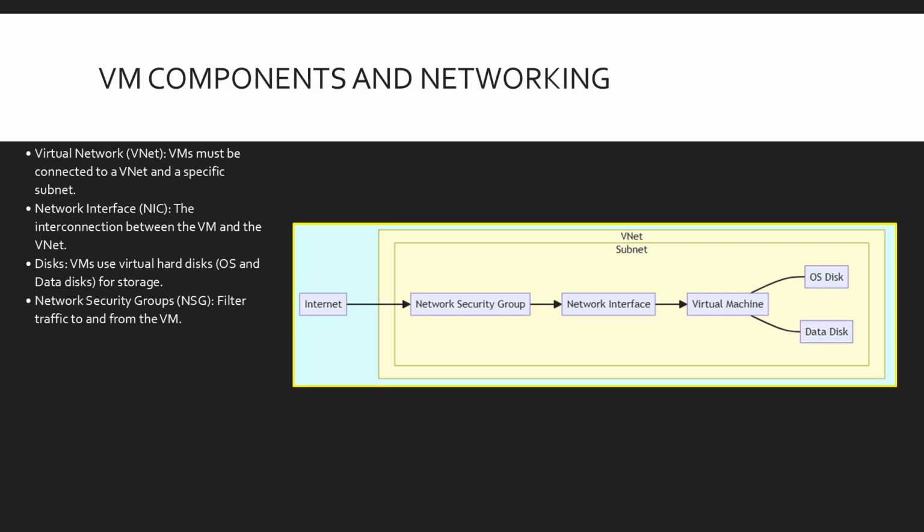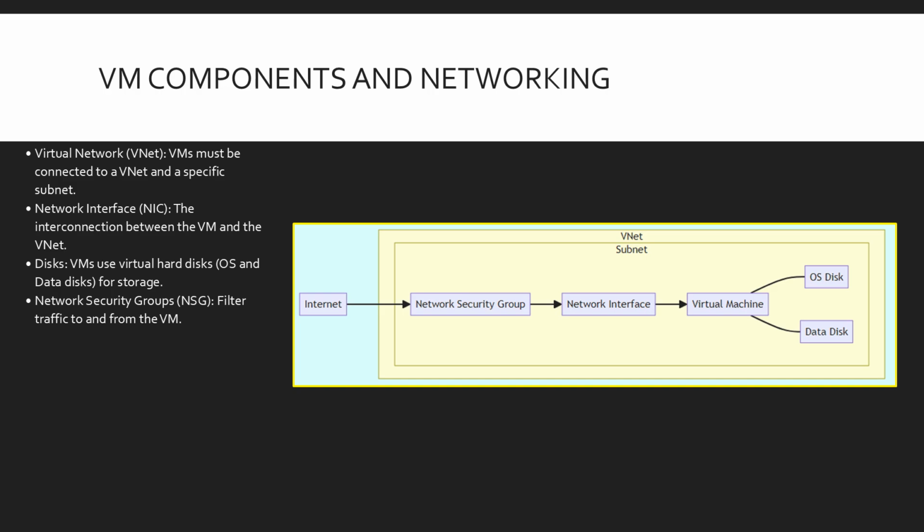A VM does not exist in isolation. It relies on several core architectural components. First, every VM must belong to a virtual network, or VNet, and reside within a specific subnet. The bridge between your VM and that network is the Network Interface Card, or NIC. For storage, the VM uses attached virtual hard disks, one for the operating system and optional disks for data. Finally, to secure your VM, we use network security groups, NSGs. These act like a firewall, filtering traffic to ensure only authorized connections reach your virtual machine.